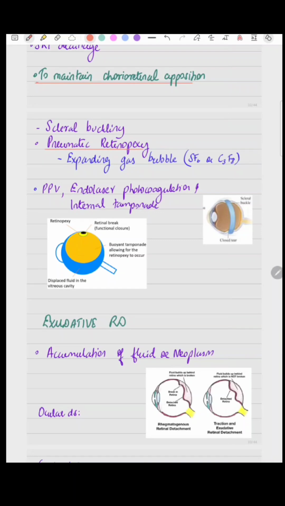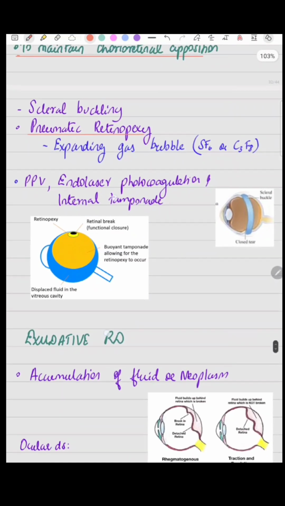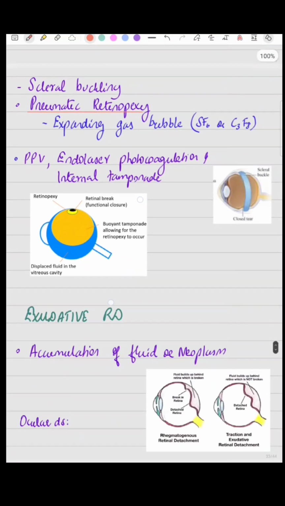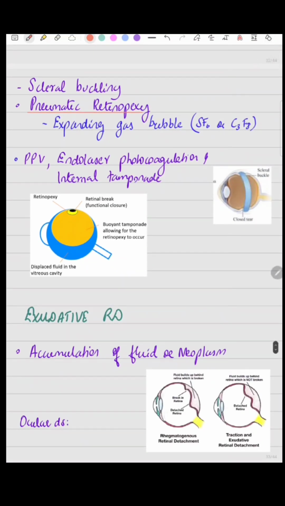It is a simple OP procedure to fix a fresh superior RD. Usually it is given in case of superior RD with 1 or 2 holes extending over less than 1 clock hour in the upper 2/3 of the peripheral cornea, less than 1 clock hour.